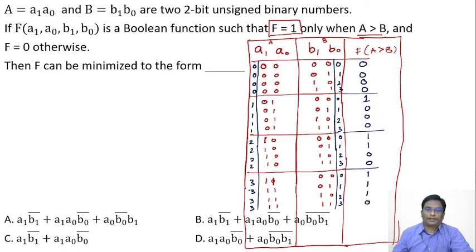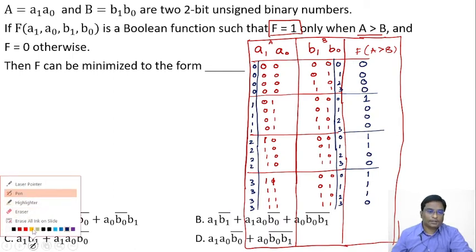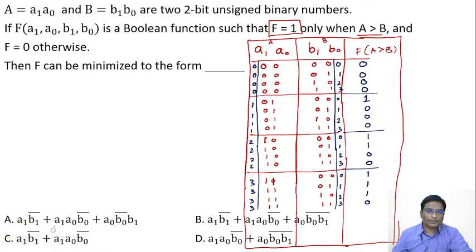If I write them as 4 bits, what are the different combinations? This is 0, 0, 0, 0, which is 0. 0, 0, 0, 1 is 1. 0, 0, 1, 0 is 2. 0, 0, 1, 1 is 3. Then 4, 5, 6, 7, 8, 9, 10, 11, 12, 13, 14, 15.